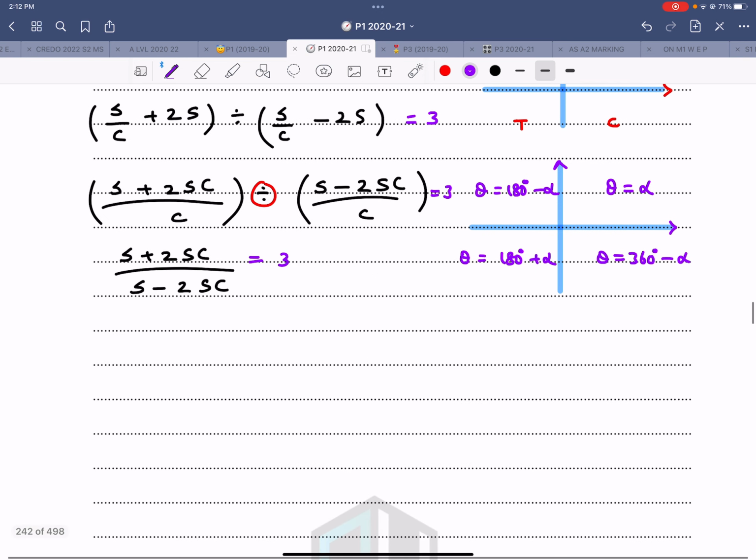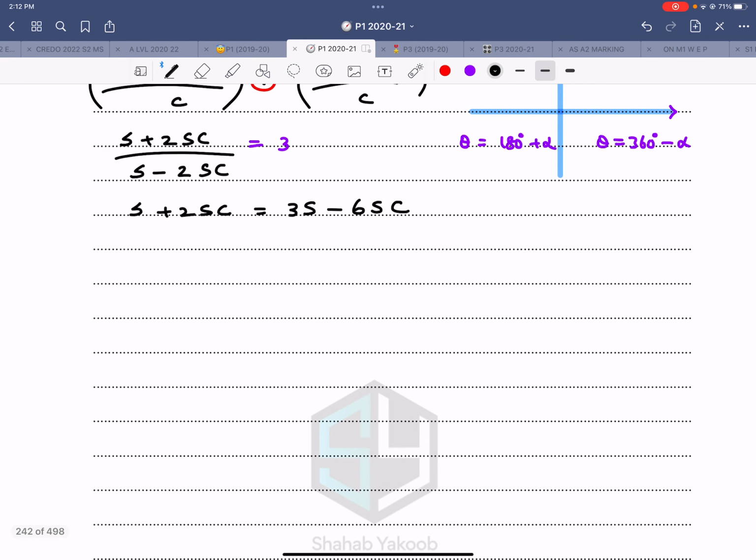Now let's multiply. So therefore this is sine plus 2 sine cos, this is 3 sine minus 6 sine cos. Take all the terms on one side. Do not divide, because if you divide, you lose half of the solution. So therefore, sine minus 3 sine, that's minus 2 sine. And this is 2 plus 6, that is 8 sine cosine equals to 0.